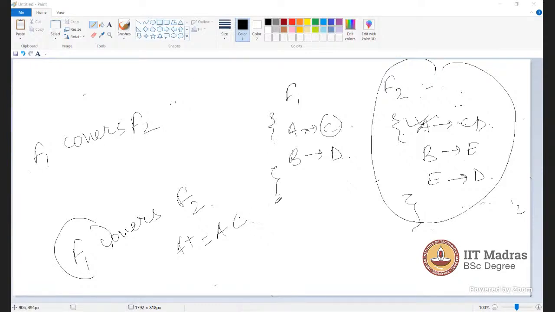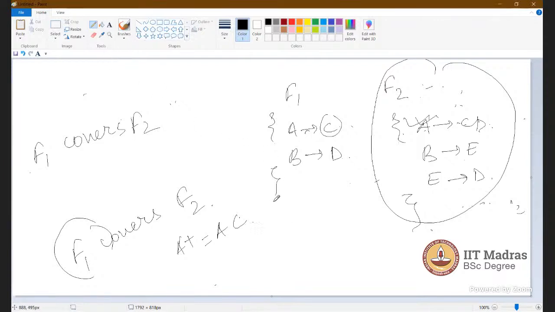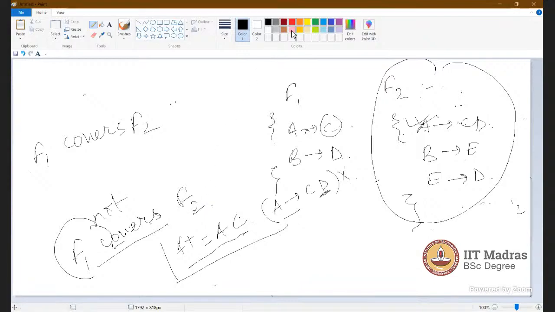Here you can see, for A, CD is not present, right? D is not present in this particular one. So we cannot say that F1 covers F2, right? We need not check further. Here this particular condition is not satisfied, so we can say that F1 does not cover F2, right? Yes. Okay.